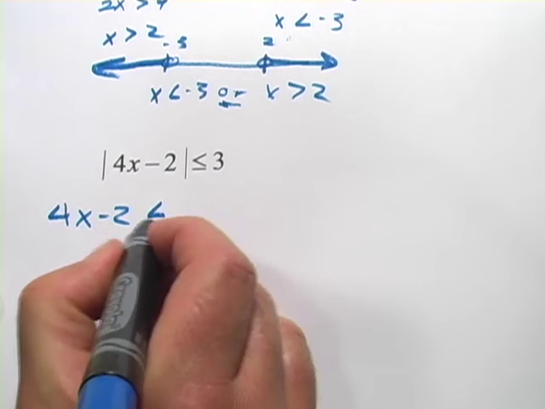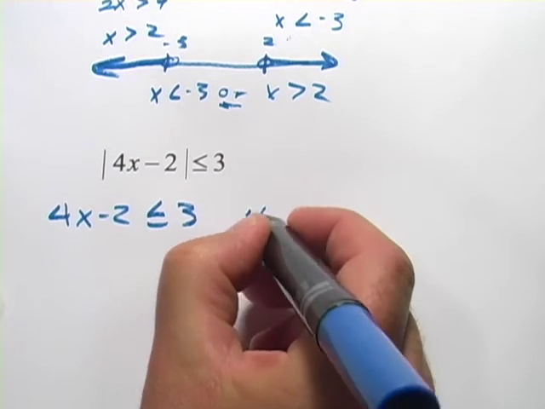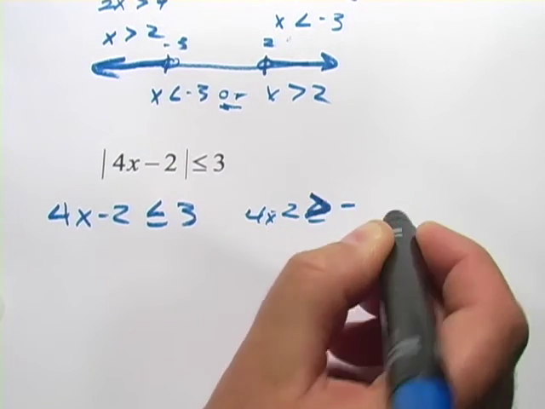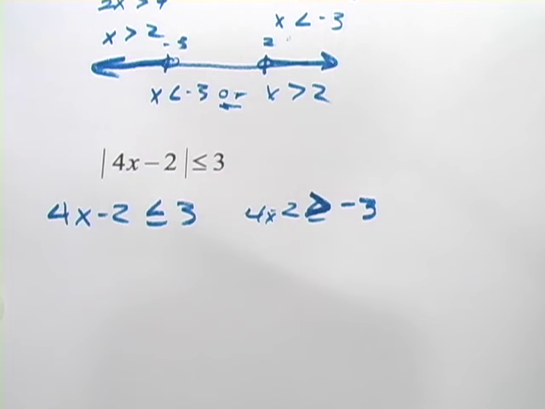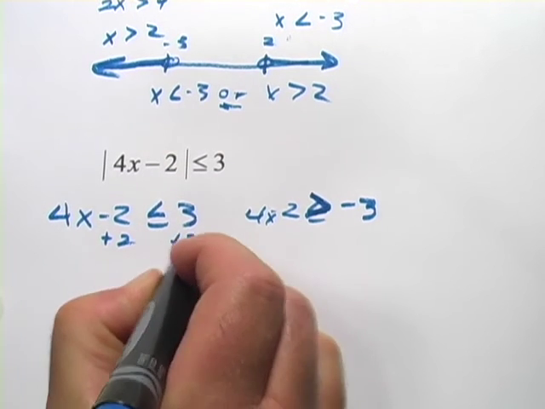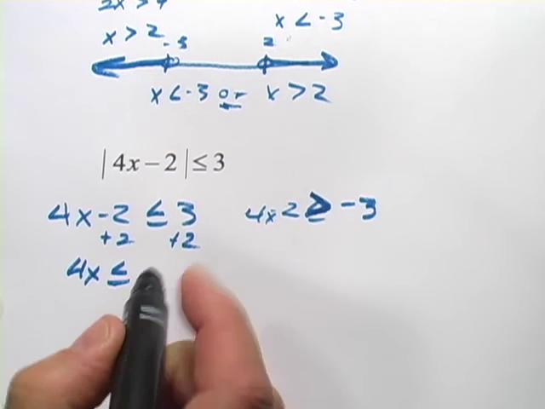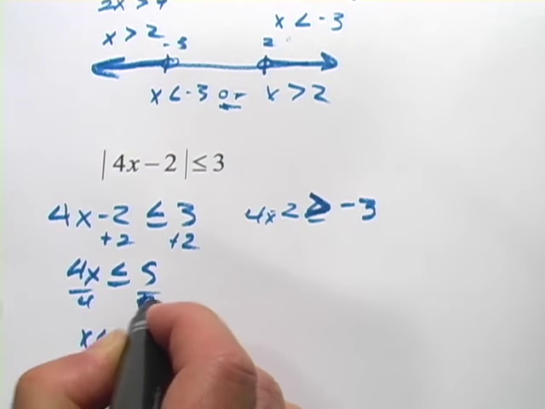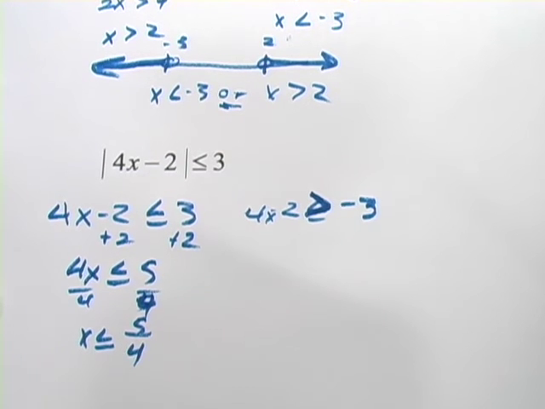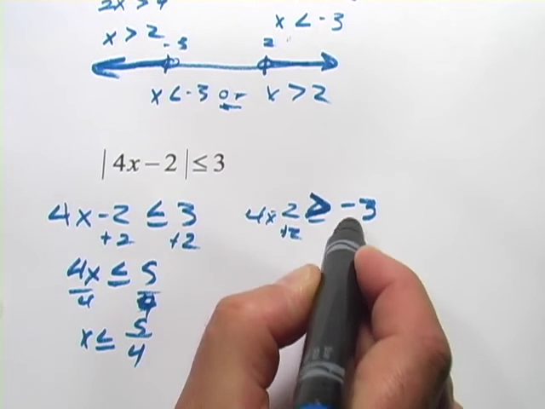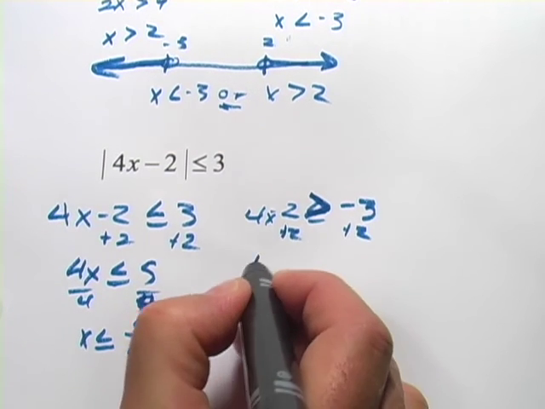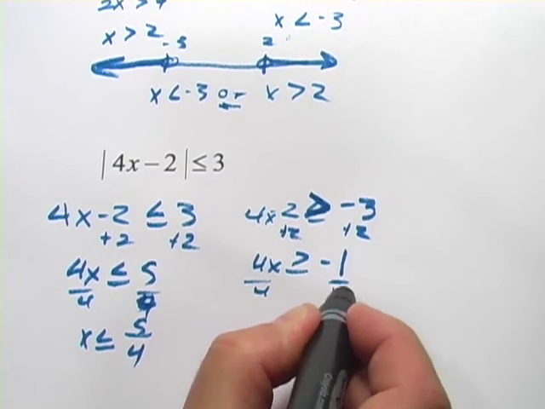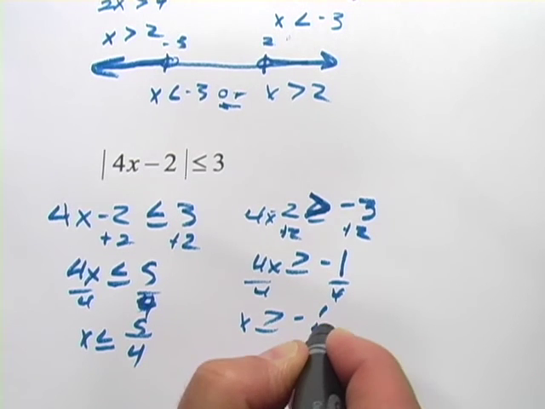4x minus 2 is less than or equal to 3, and 4x minus 2 is greater than or equal to, got to flip the sign, negative 3. All right, let's go ahead and solve these. So plus 2, we get 4x is less than or equal to 5, divide by 4. We get x is less than or equal to 5/4. So that's one answer. The other here, we're going to add 2, and we get 4x is greater than or equal to negative 1, and divide by 4. We get x is greater than or equal to negative 1/4.